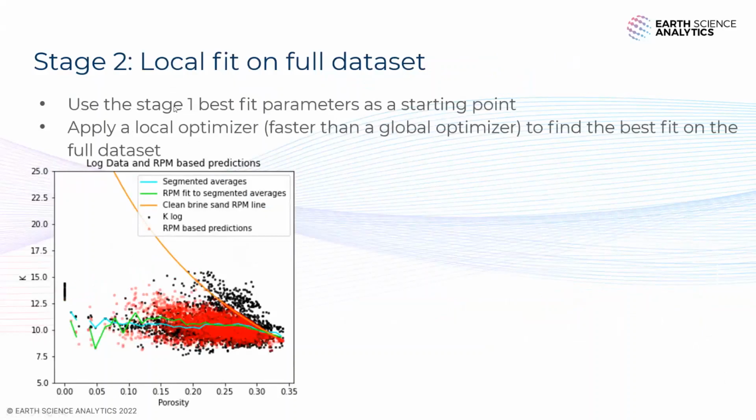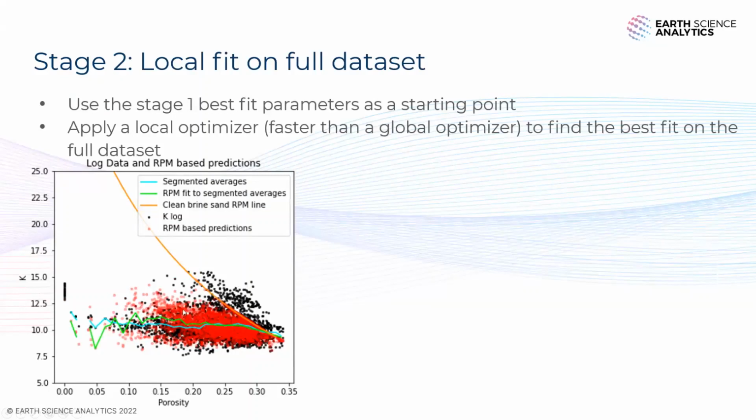Stage 2, to remind you, is a local optimization using this full data set. So we take all of these data points in stage 2, and we start off with the model that was the best fit in stage 1, and we then use a local optimizer to just fine-tune those fitting parameters until we get to the best parameter values possible. And this is the result of doing that.